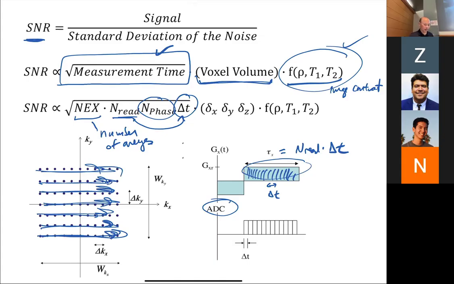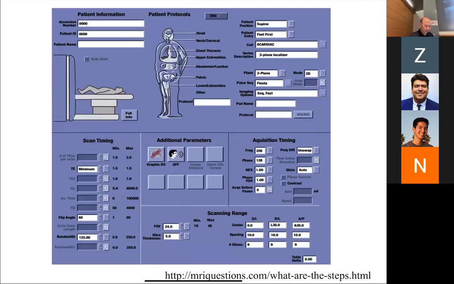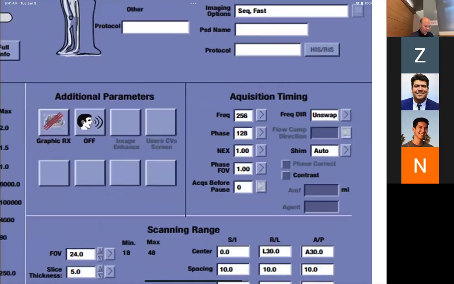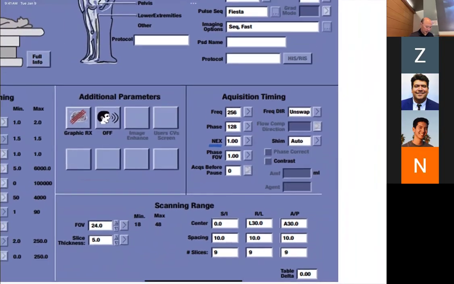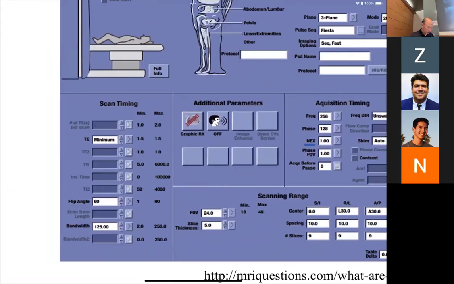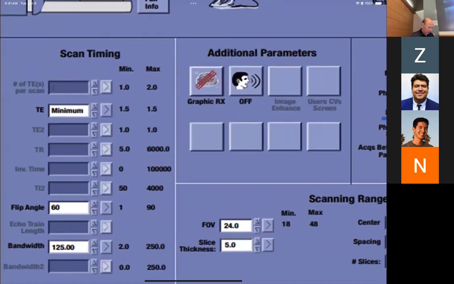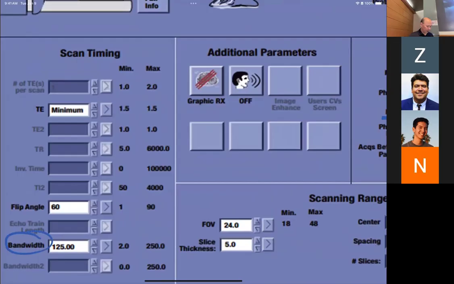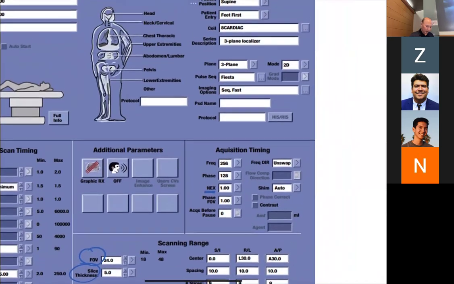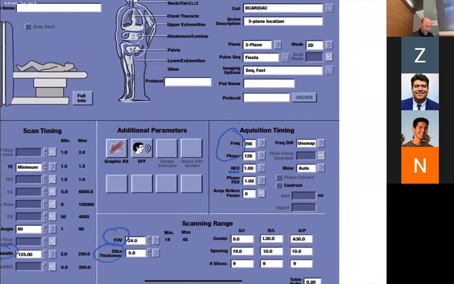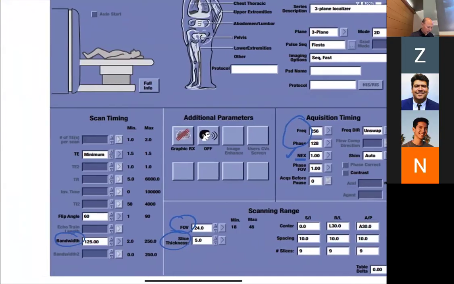So let's take a look at examples of a few of these. In fact, we've talked about some of these things before, but today we're going to talk about what's next. So that's one parameter that people can set. And the other parameter that we're going to talk about is bandwidth. We're going to talk about what bandwidth means. Previously we've talked about things like FOV and slice thickness and also resolution, frequency, and phase. So today we're going to talk about NEX and bandwidth.